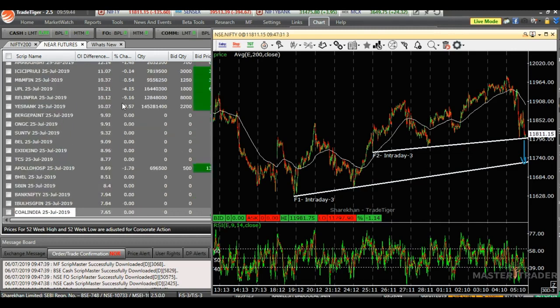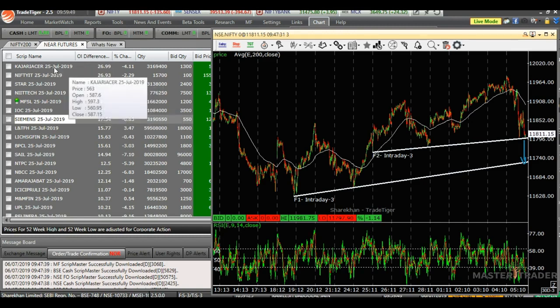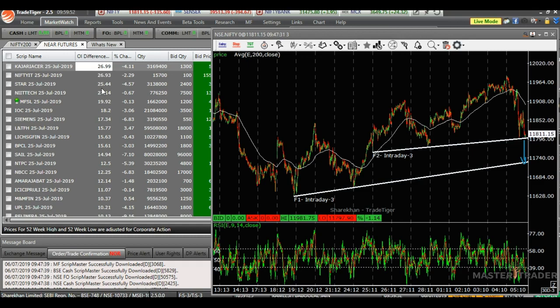Right now, if we look at stocks, if you see Kajaria Cements here, it had the highest change in open interest, 27%, and it went down by 4%. So what is this indicating? High open interest and a fall in price means that this stock is weak. So we will look at the chart and try to figure out whether to go short, or what the stock is really doing.